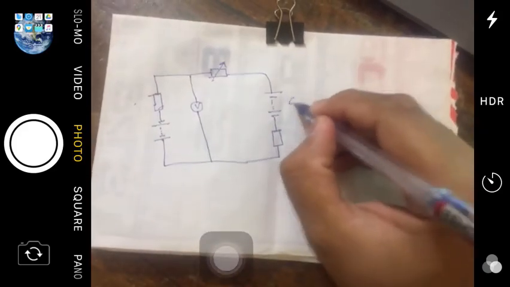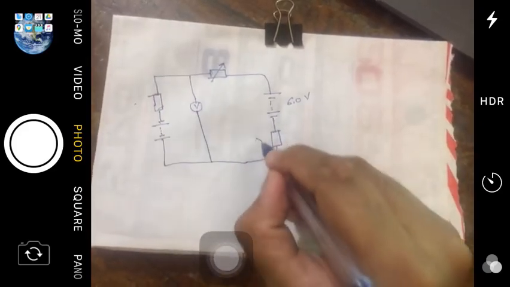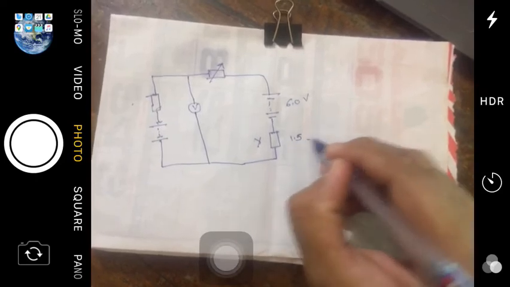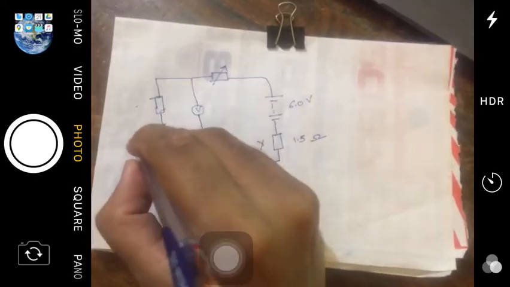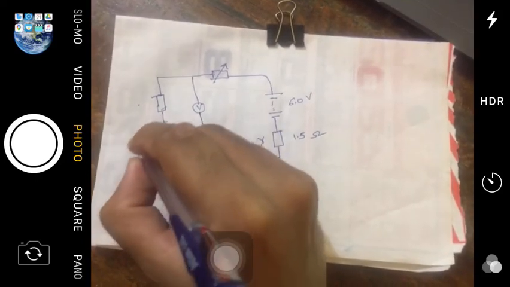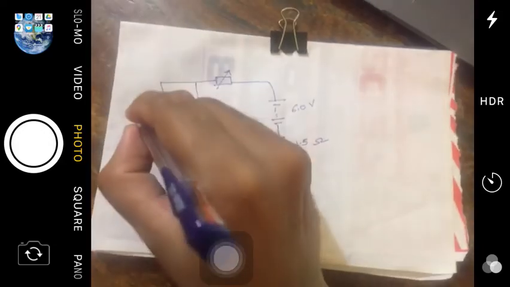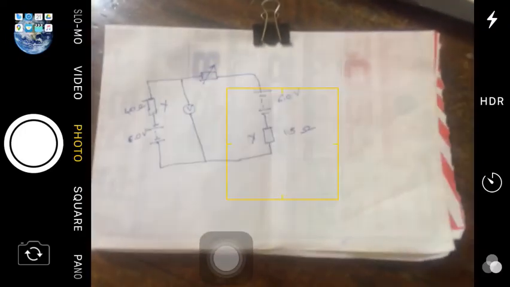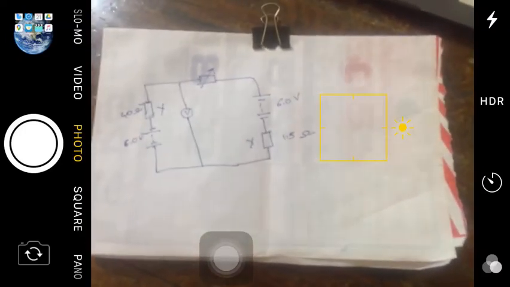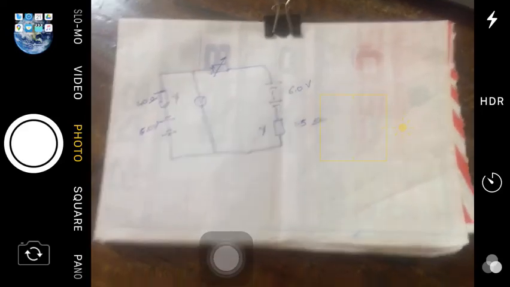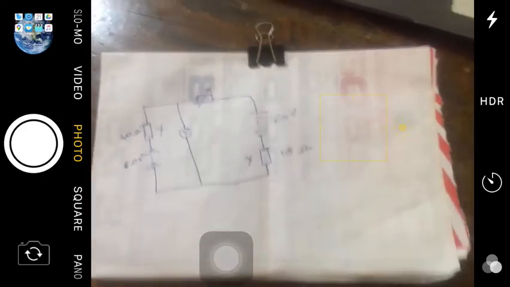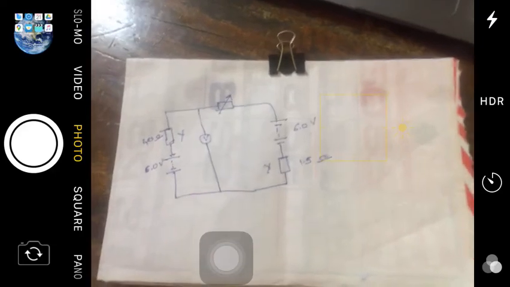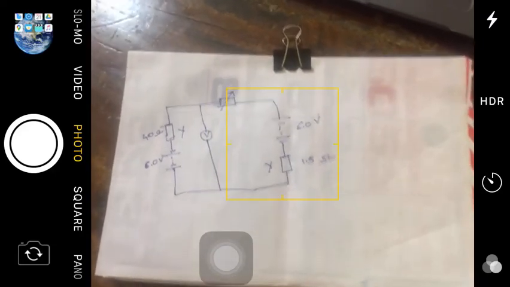So you have 6 volts here, then this Y is 1.5 ohms, this is 6 volts, this is 4 ohms, this is X. Okay, so this is the circuit and the potential difference is 0. So how many closed loops are here?